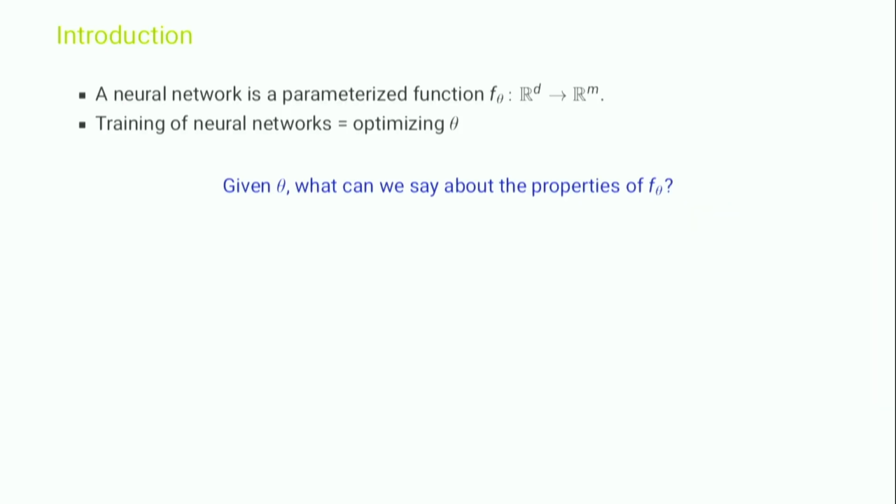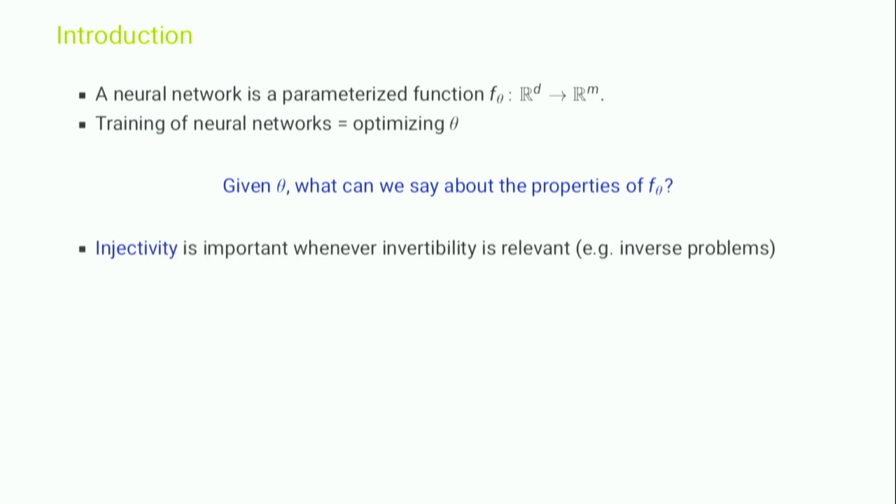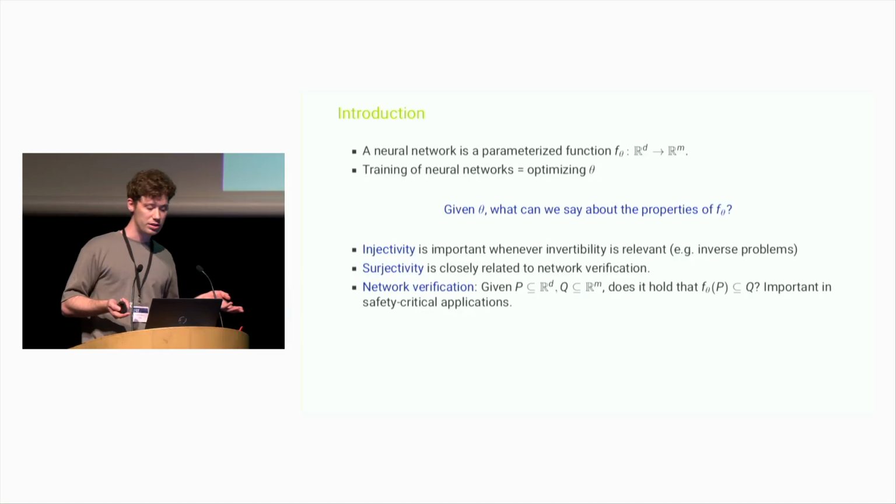And of course, we can evaluate the function pointwise, but what about more structural or global properties, such as, for example, injectivity, which is important whenever invertibility of the function is required, for example, in inverse problems. And alongside injectivity, we also study surjectivity, which, despite being another fundamental mathematical property, is closely related to network verification, which can be described as follows.